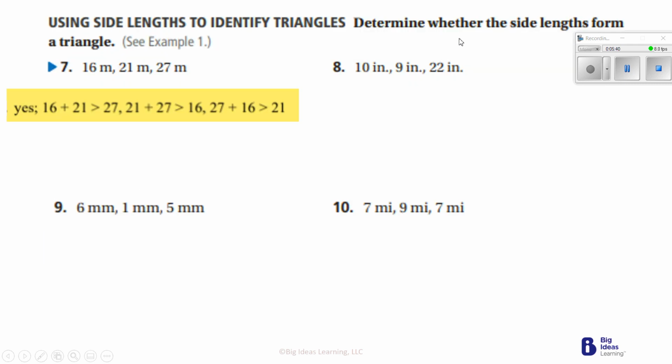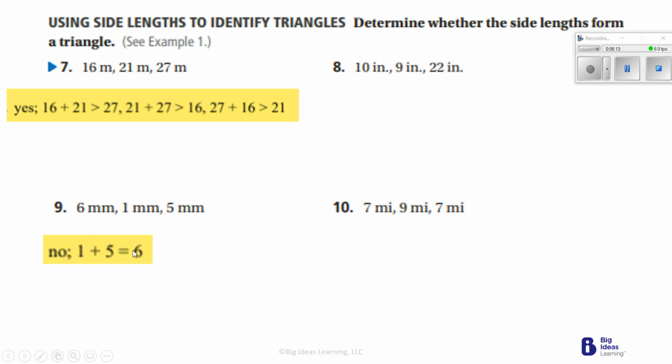It says, can it be a triangle? We have 6, 1, and 5. Again, just like with the problem that we had in number 5, if I take 6 millimeters, and then I take 1, and I take 5, they're going to lie perfectly on 6. There's no way to make a triangle. So this answer will definitely be no. You cannot make a triangle with those lengths.